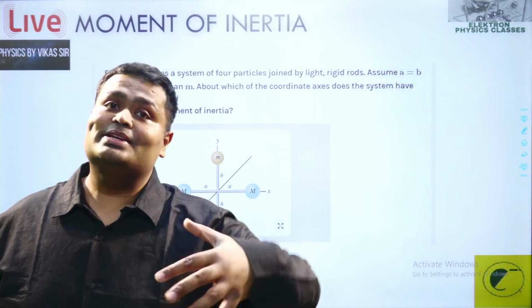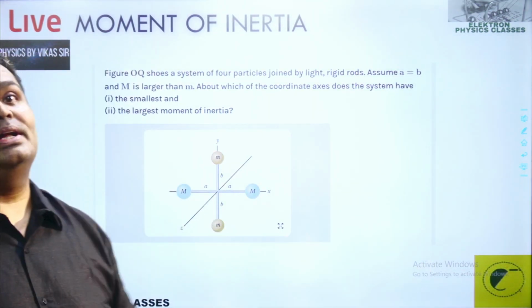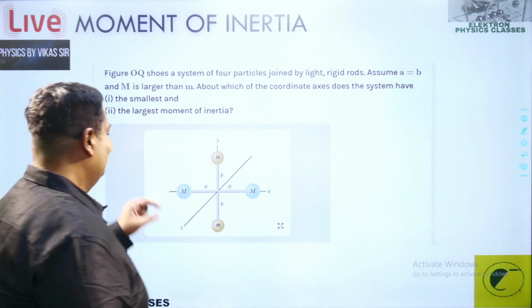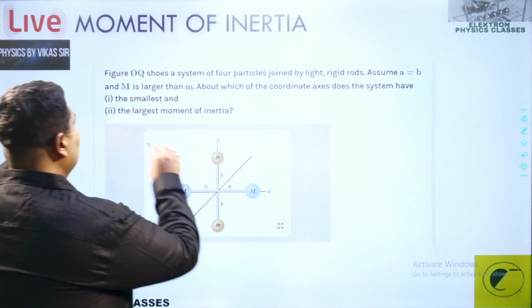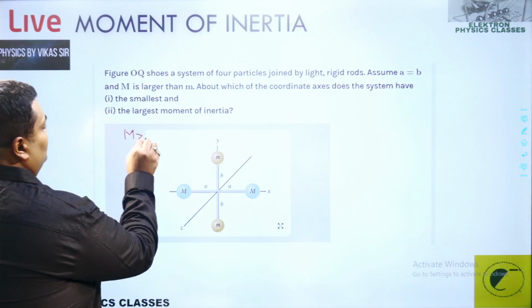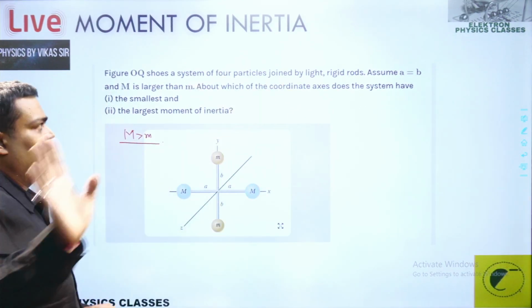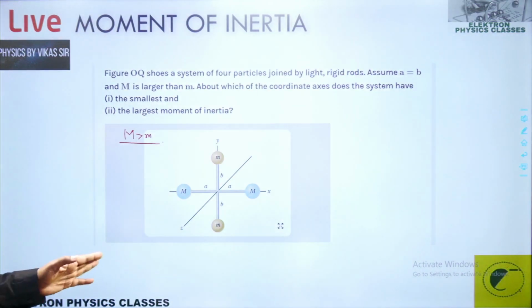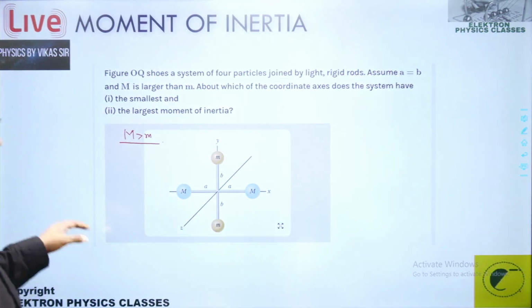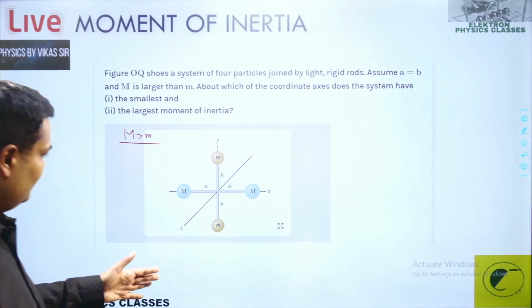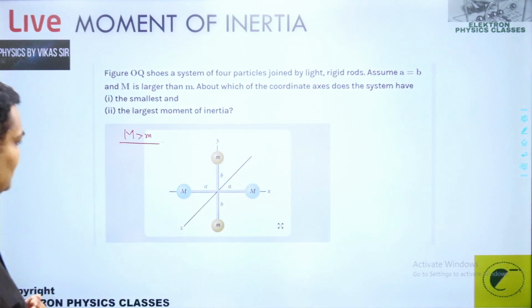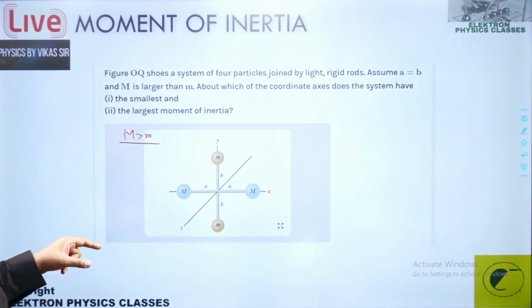Oh, there are 4. So we are increasing our level more. We have 4 particles now. 1, 2, 3, 4. This is capital M, this is small m, and capital M is more than small m. The question says that, and A is equal to B is given. It says, which of the coordinate axes, this is X, this is Y, and that's Z, has the smallest and the largest MOI?